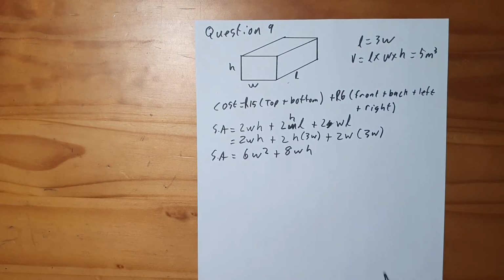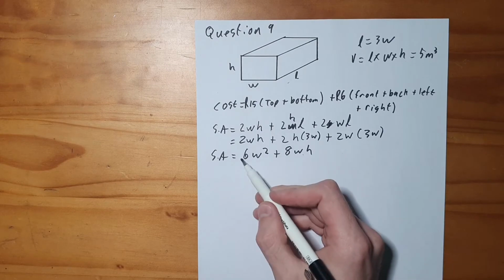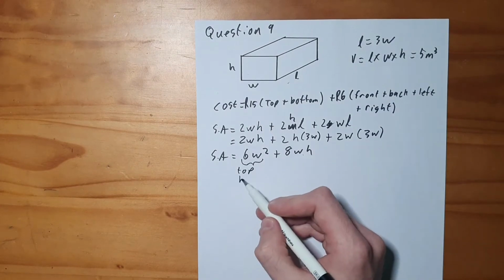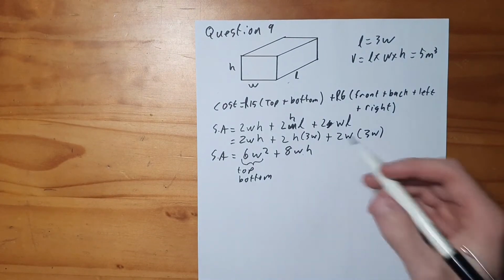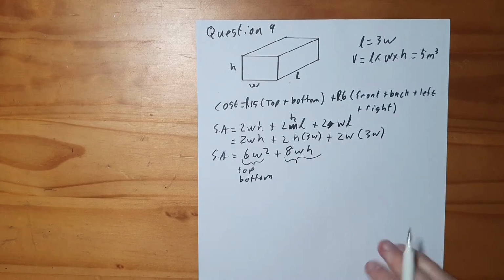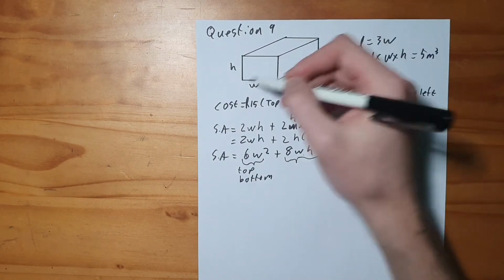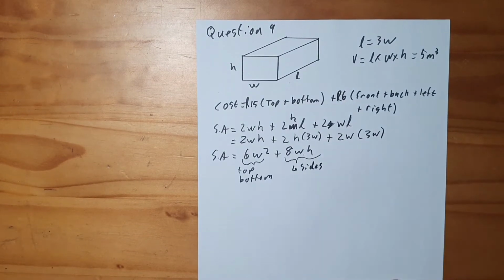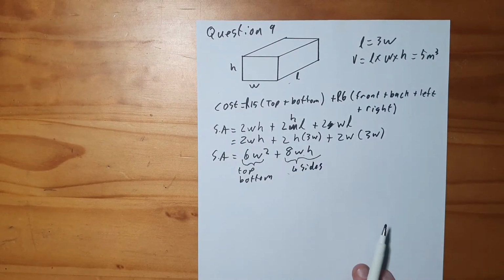Okay, so now that we have the surface area, we can see that this here corresponds to the top and bottom, and this over here corresponds to the rest, all 4 sides: 1, 2, 3, 4 sides. So we can now take this and substitute it into our cost equation.